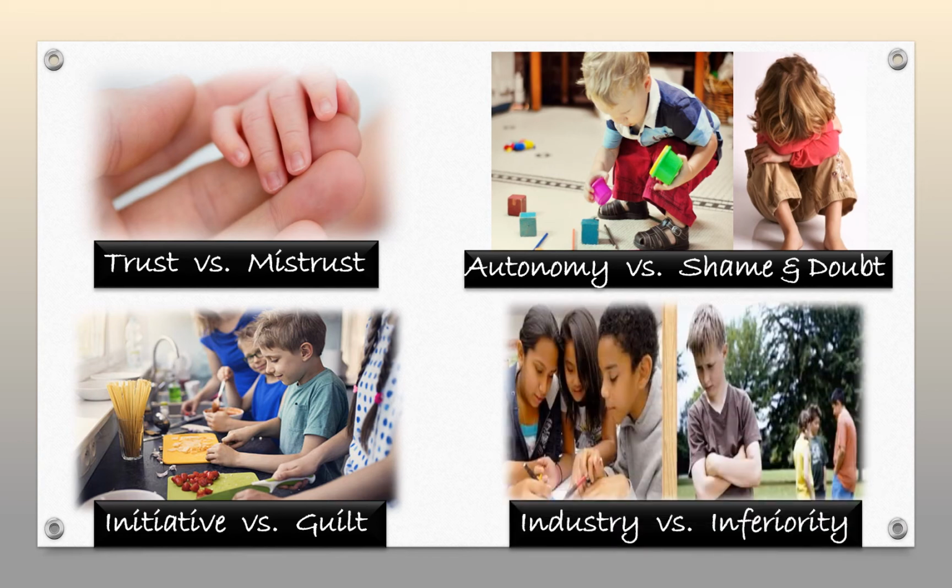Industry versus inferiority. This stage lasts between 5 to 13 years. Children in this stage learn to read, write, and do math. The children's peer group becomes a source of self-esteem for the child. If they are encouraged for their initiative, they feel industrious and competent to achieve their goals. If the opposite happens, they begin to feel inferior and doubt their own abilities. Success in this stage will lead to the virtue of competence.